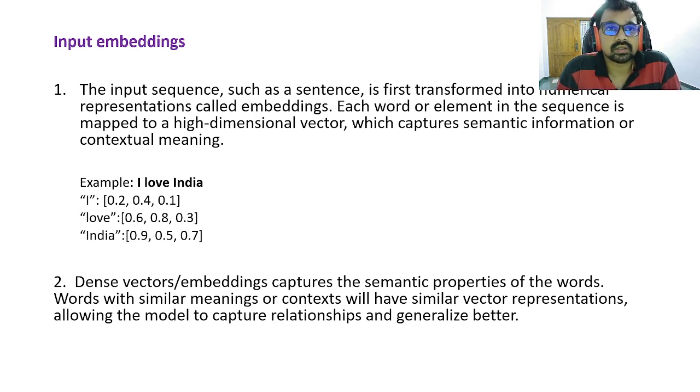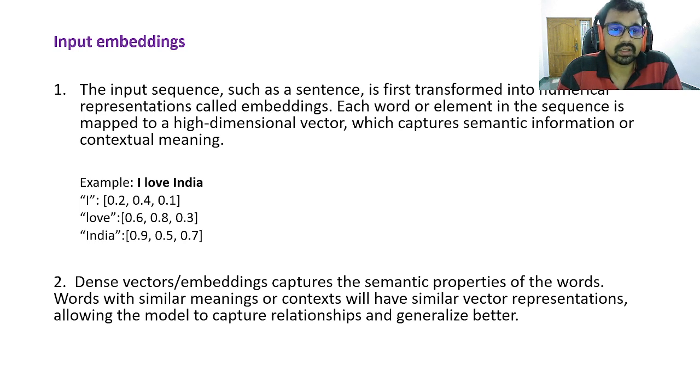The input sentence or sequence has to be converted into a numerical representation so that the machine can understand. These numerical representations are called embeddings. Basically, each word or element in the sequence is mapped to a high-dimensional vector which captures the semantic information or contextual meaning.